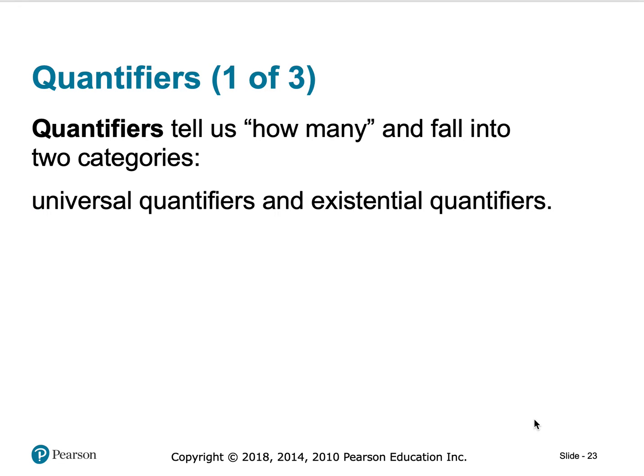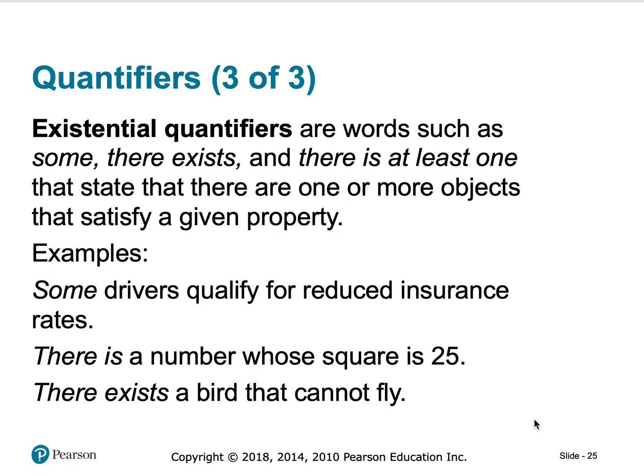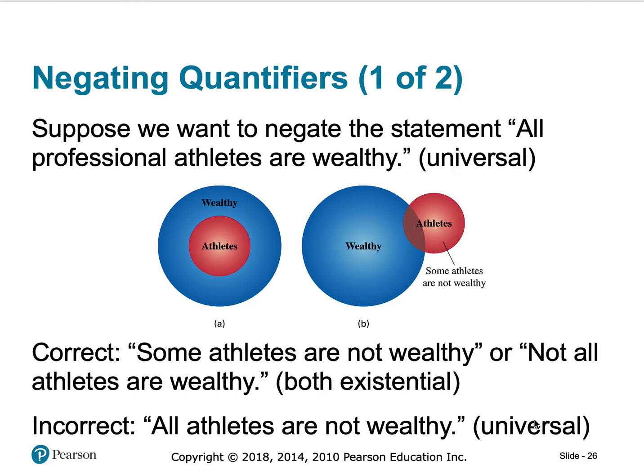Quantifiers tell us how many and fall into two categories: universal quantifiers and existential quantifiers. A universal quantifier would be a word like "all" and "every," and so I have very definite frames of reference for "all" and "every." An existential quantifier would be things like "some," "there exists," "there is at least one," because it's ambiguous. If it's just "some," well, how many is "some"? That's where we run into the question of an existential quantifier.